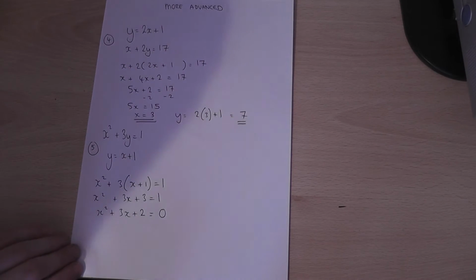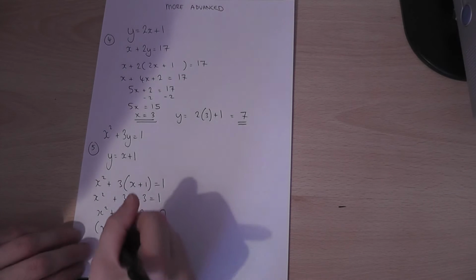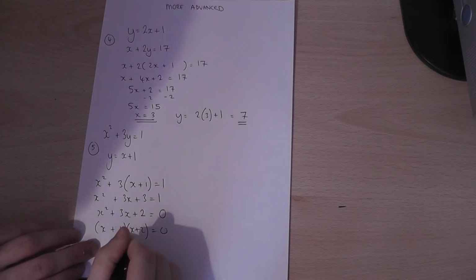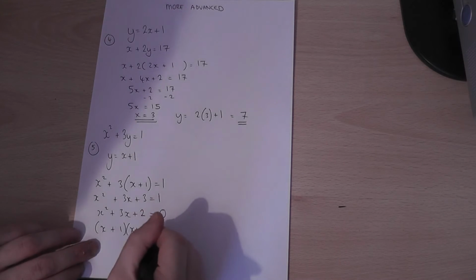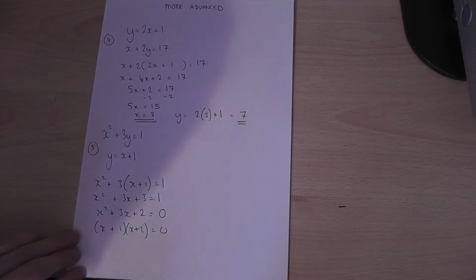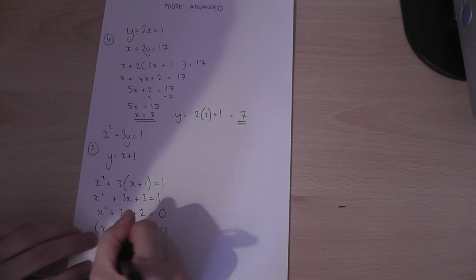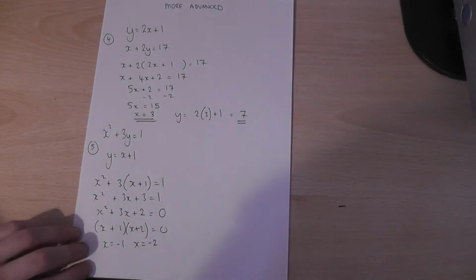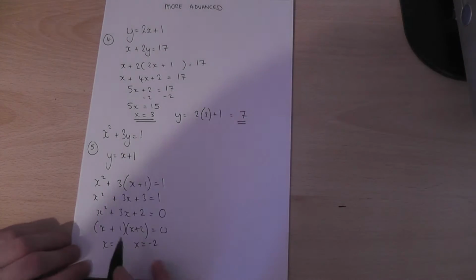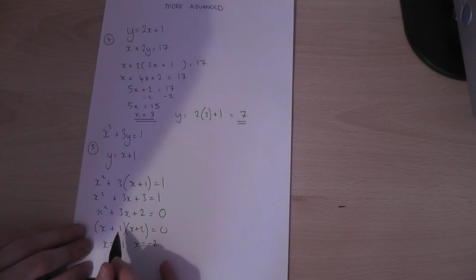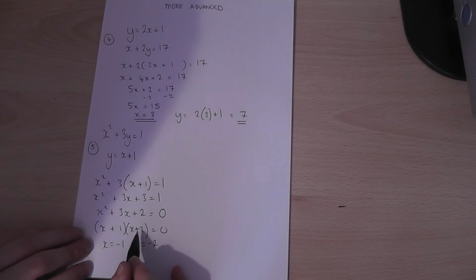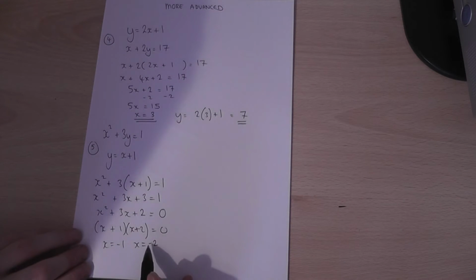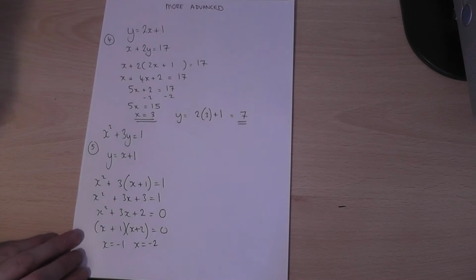This equation factorizes, because 1 times 2 is 2, and 1 plus 2 is 3. Therefore, the solutions must be x equals minus 1 and x equals minus 2. Because if you factorise, the solutions are the numbers in the bracket with the sign change, because minus 1 plus 1 equals 0 and minus 2 plus 2 equals 0.